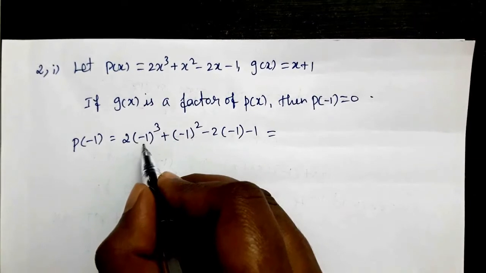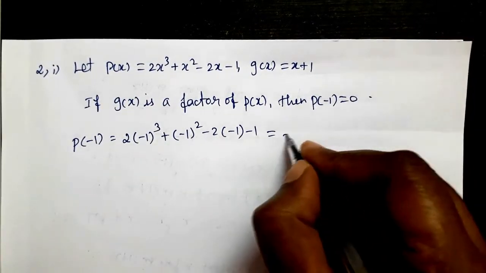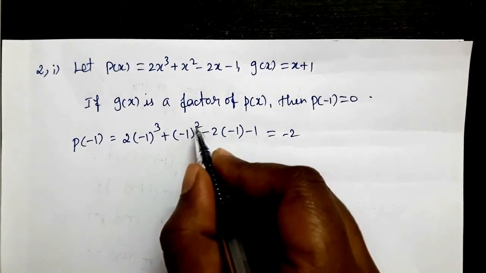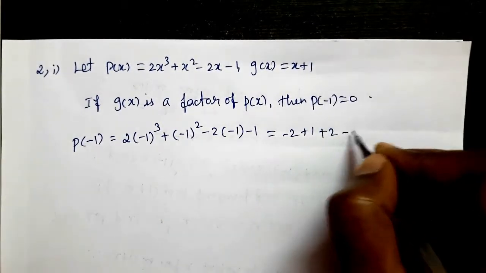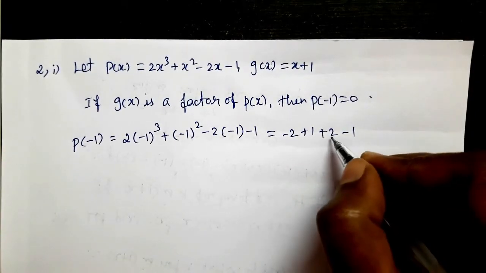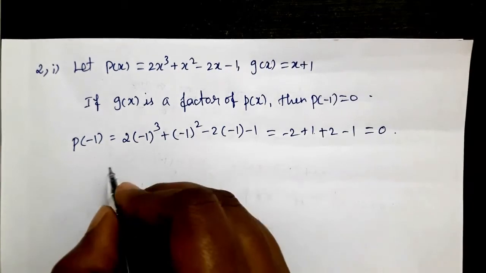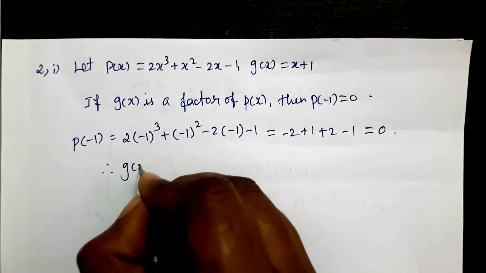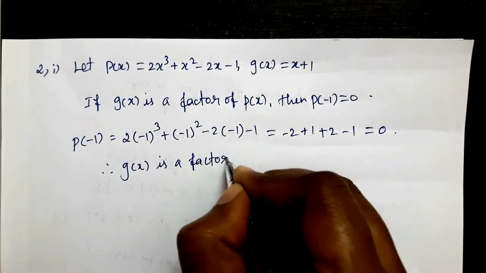Simplify: minus 1 raised to the power 3 gives minus 1, into 2, minus 2. Minus 1 raised to the power 2 gives plus 1. Minus 2 into minus 1 gives plus 2, minus 1. Here plus 2 minus 2 cancel, plus 1 minus 1 cancel, remaining we get 0. Therefore g of x is a factor of p of x.